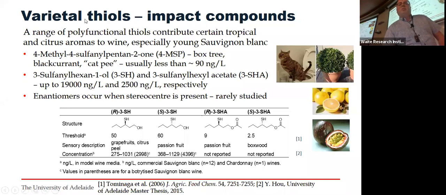So I'm talking about varietal thiols, also known as polyfunctional thiols. They have more than one functional group. A thiol has an SH group. Polyfunctional means it has either a carbonyl or an alcohol or something else in there with it.